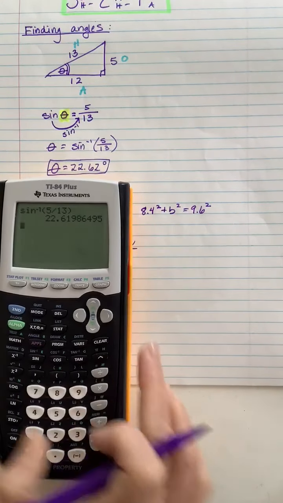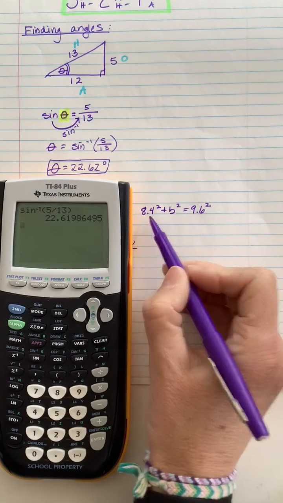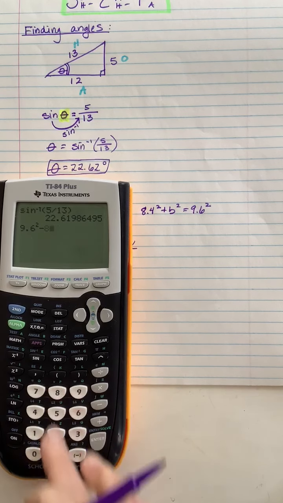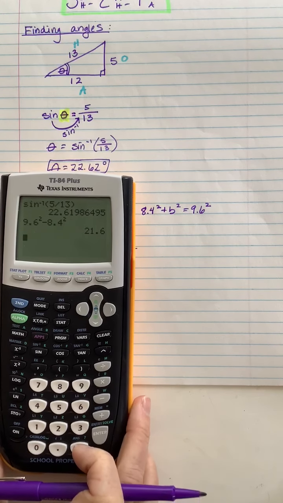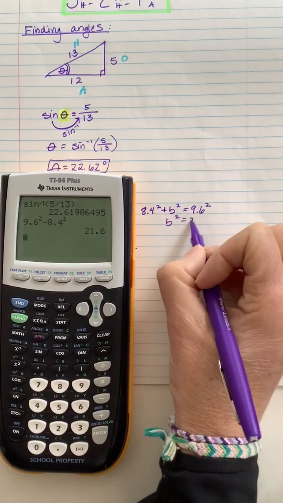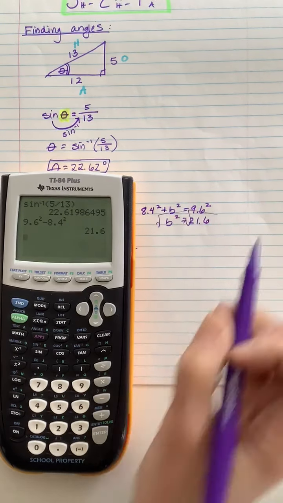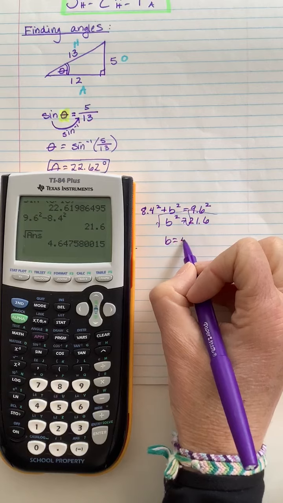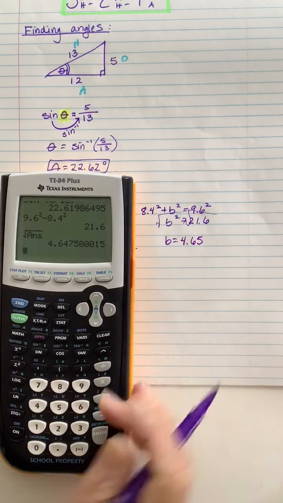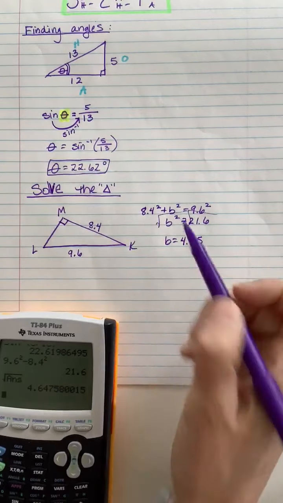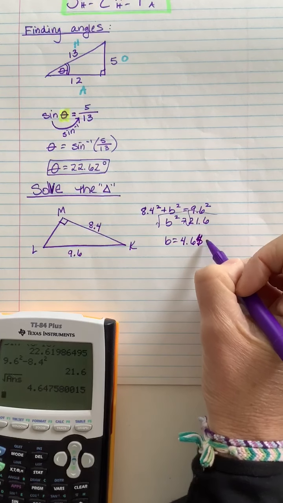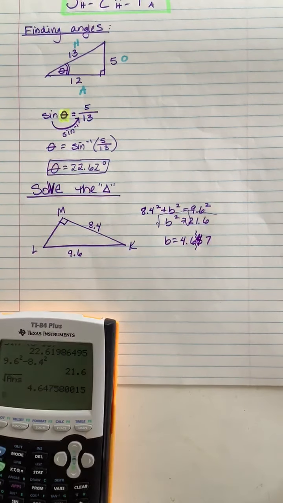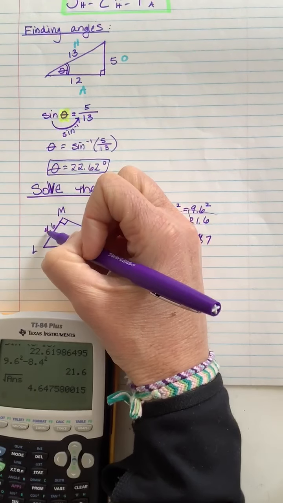Okay, I don't have this done ahead of time. So I'm going to do 9.6 squared minus 8.4 squared because I know I'm going to have to undo that plus 8.4 squared. I end up with 21.6. So I've got b squared equals 21.6, which means square root. Square rooting my answer gives me a side length of 4.64. Let's see. I was given in tenths, which means I'll go back to this and round for tenths just to stay consistent. So I know that this one here is 4.6.